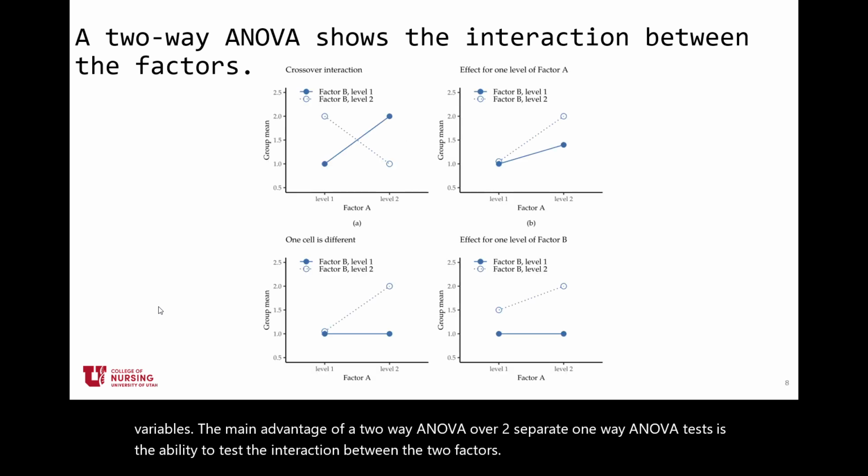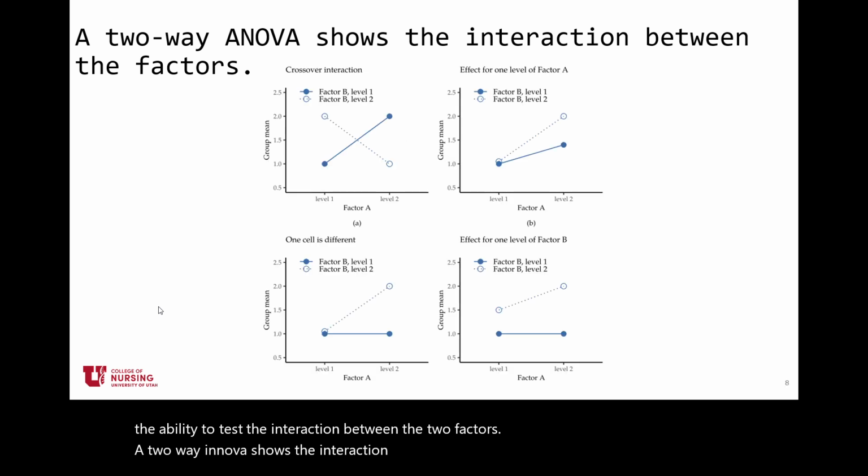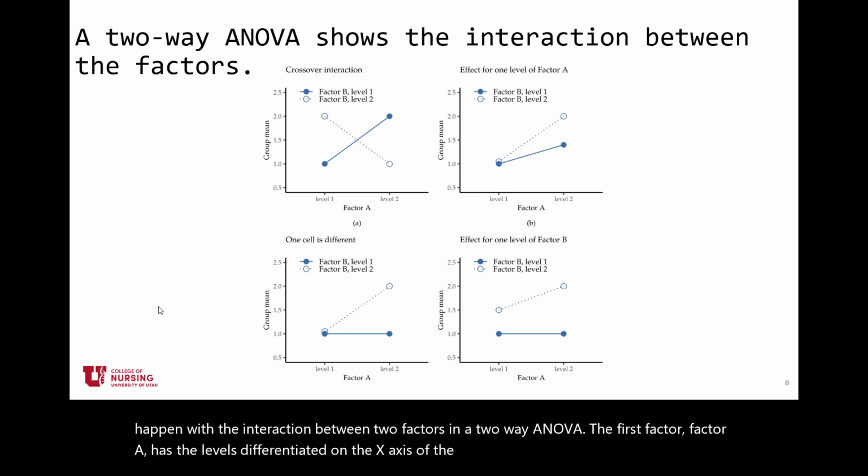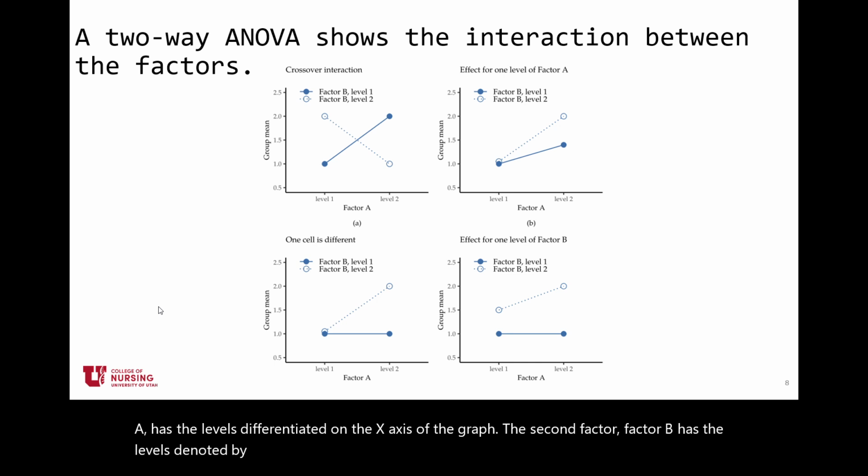A two-way ANOVA shows the interaction between the factors. This figure looks at what might happen with the interaction between two factors in a two-way ANOVA. The first factor, factor A, has the levels differentiated on the x-axis of the graph. The second factor, factor B, has the levels denoted by two separate lines, one dotted line and one solid line.